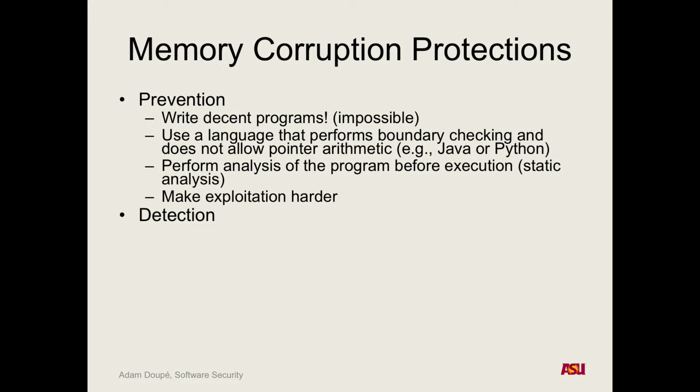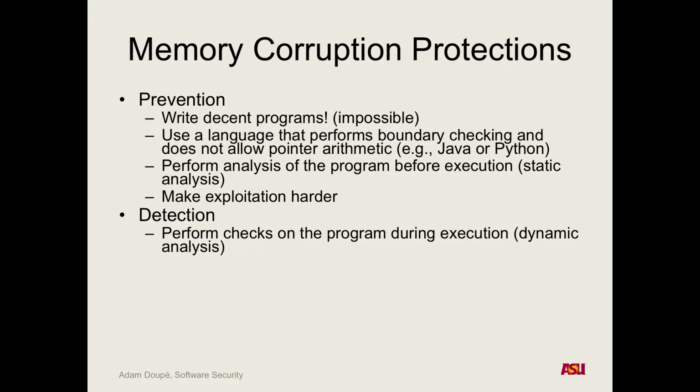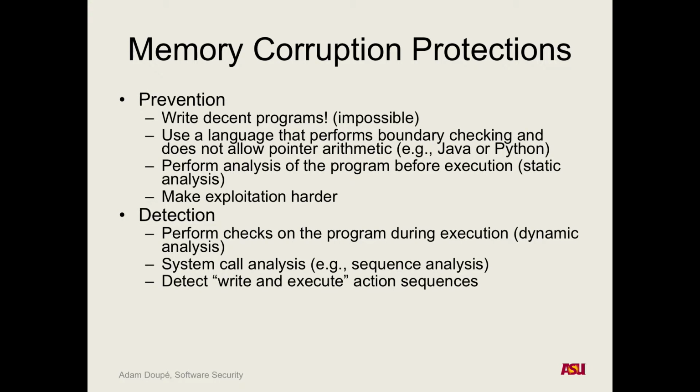So we also need detection because we need to know when something bad happens, right? For detection, we can try to perform checks on the program during execution. As it's executing, you can have it try to examine its environment. We can try to analyze the system calls that it's making, essentially build a profile for each application and see when it's executing weird system calls. You can detect write and execute action sequences. This is really popular in Windows malware, to write out to a file and then execute that file. We can do integrity checking, so during runtime, we can check maybe the EIP to make sure that EIP hasn't been tampered with before we return.